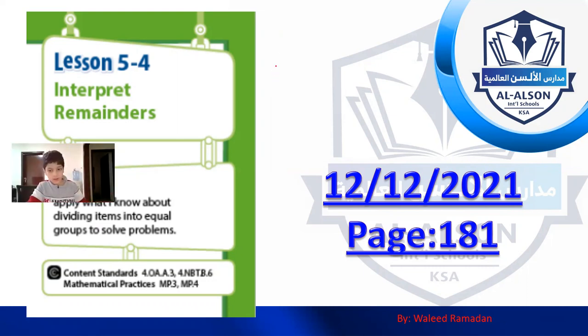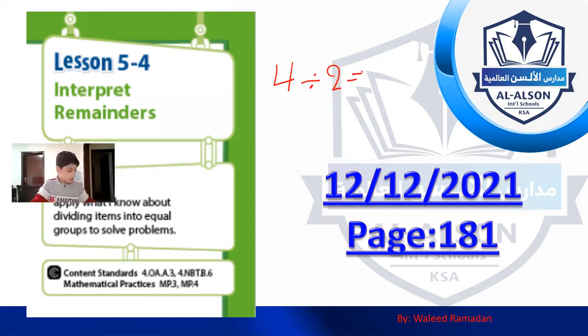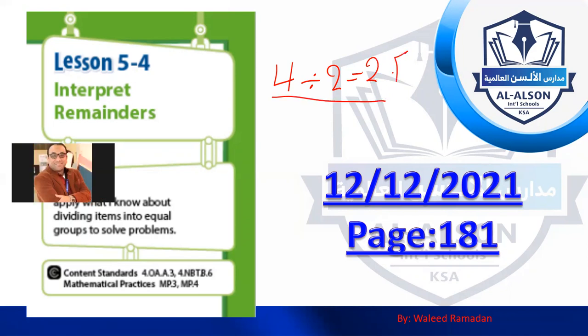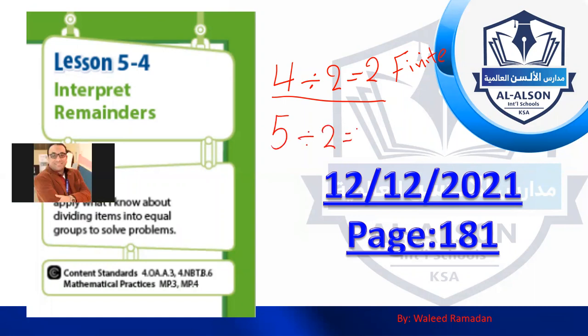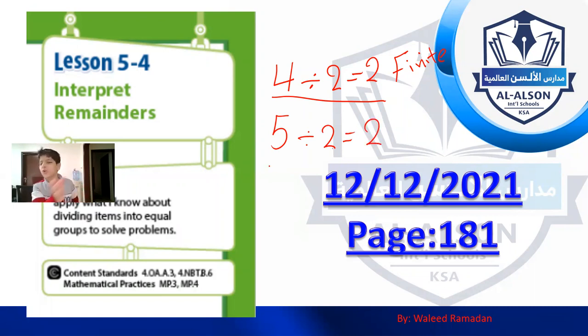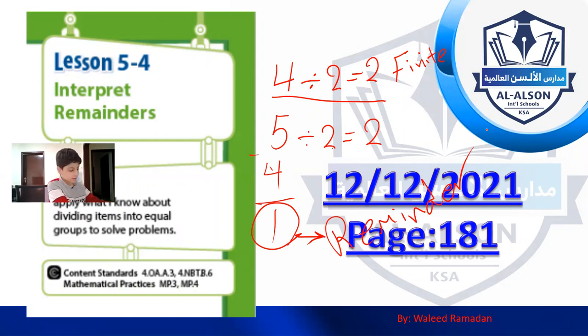Suppose I have a number divided by another, just like 4 divided by 2. It will equal what? What is the number that if you multiply by 2, you will get 4? Equal 2. Very good. That's finite division. If we use this for 5 divided by 2, it equals 2 still, because 2 times 2 equals 4, and 5 minus 4 equals 1. This one is called the remainder.